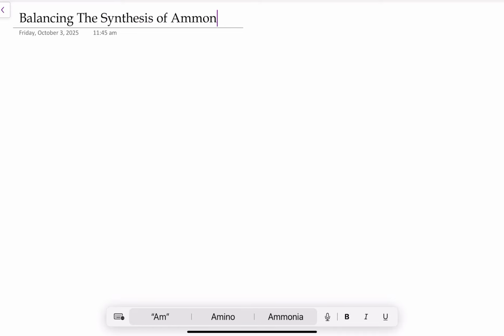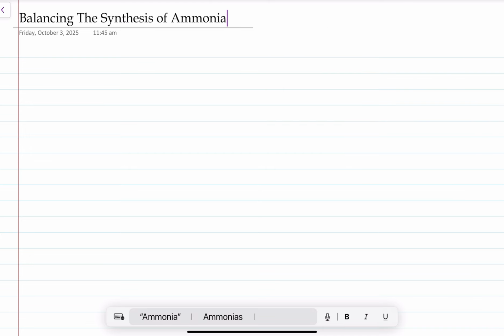Let's balance ammonia. Let me get my little cursor up here. Gotta put my pen down. Okay. Okay. So let's rock this. We're going to do the accountant method. So this is the proof. Okay.